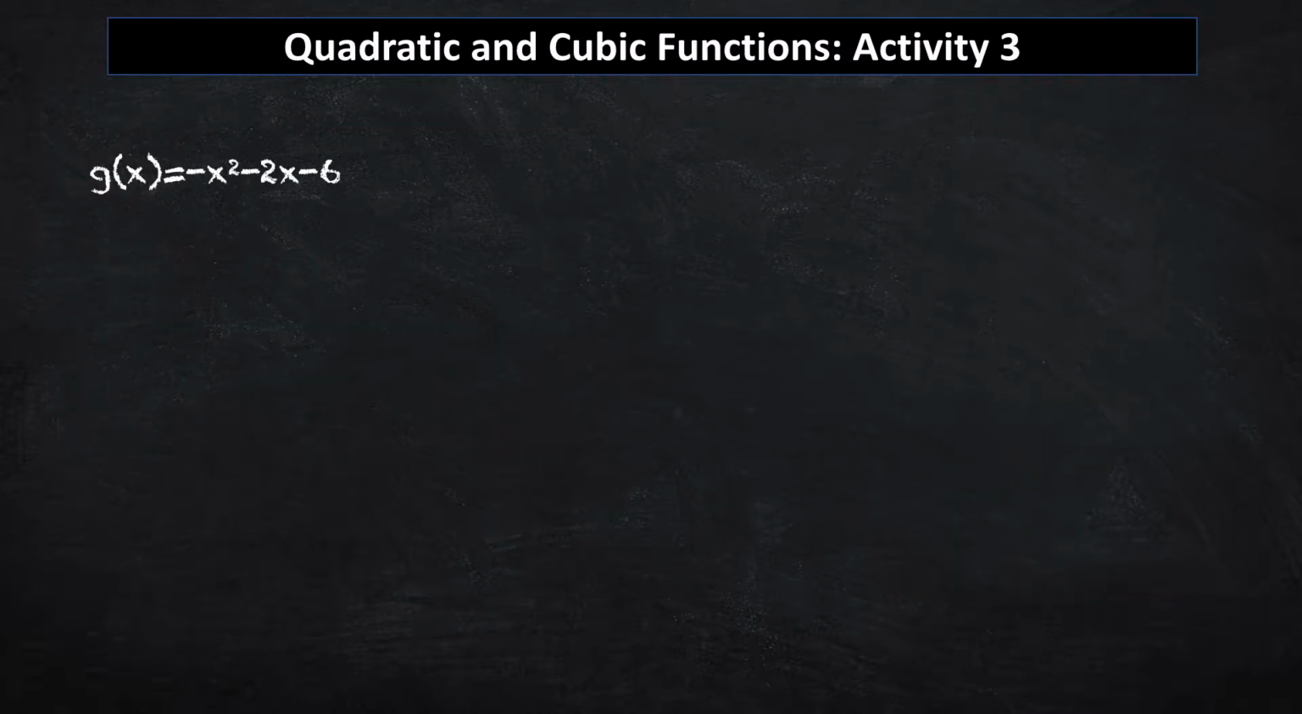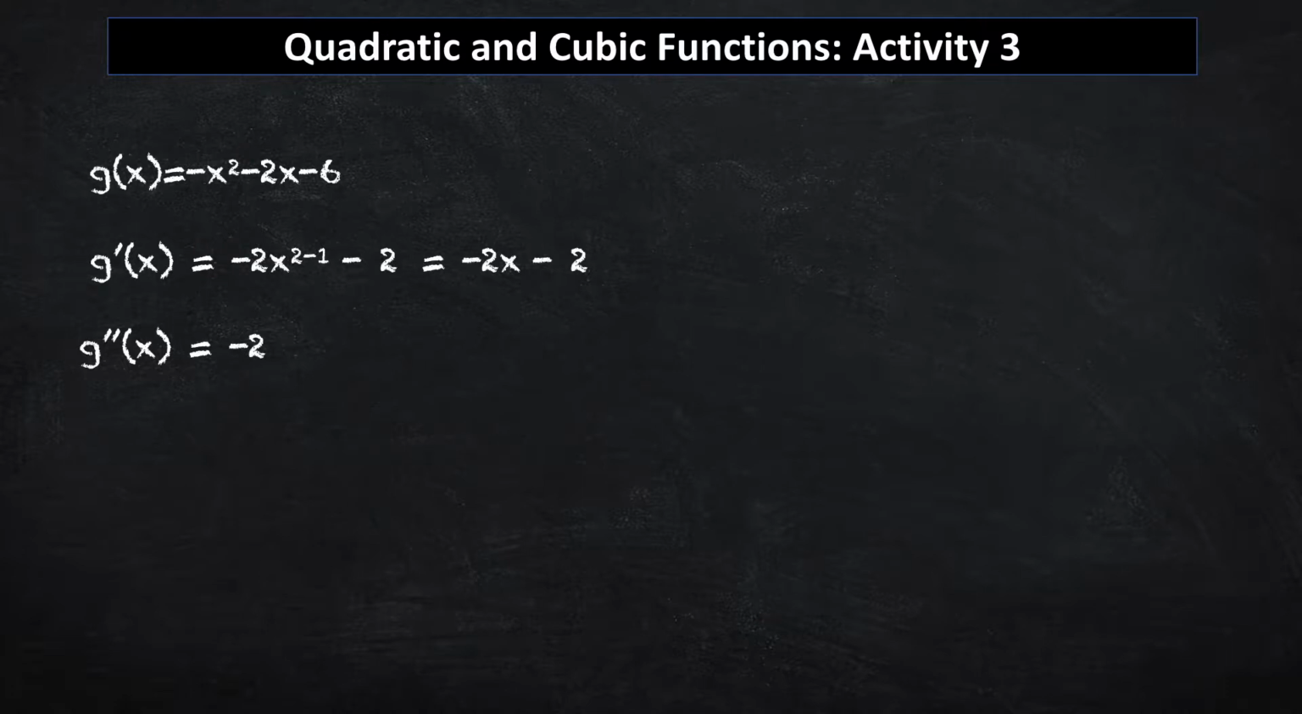So we have the function g, which is minus x to the power of 2 minus 2x minus 6. We compute the first derivative of this function because we want to see if the function is concave up or down. The first derivative is minus 2x to the power of 2 minus 1 minus 2, which is equal to minus 2x minus 2. The second derivative is equal to minus 2. So since the second derivative is negative, this means that the function is concave down.